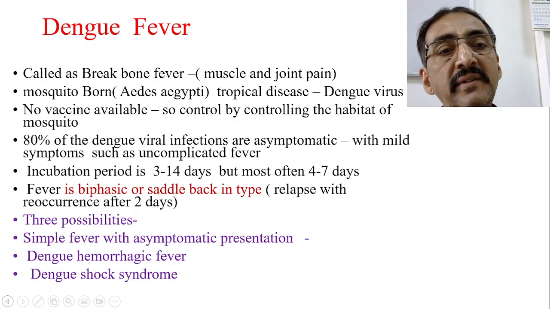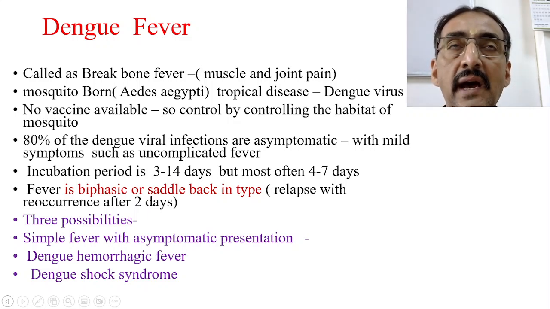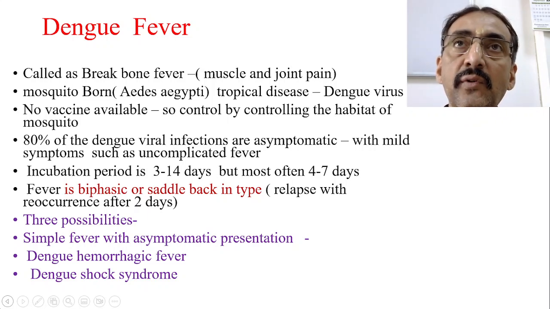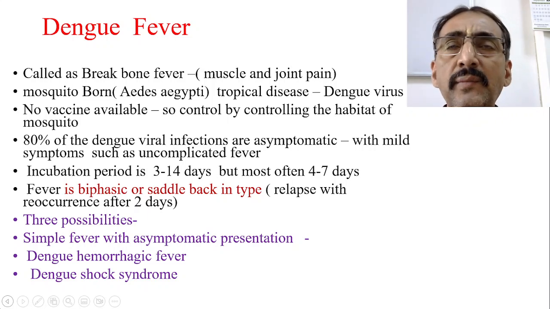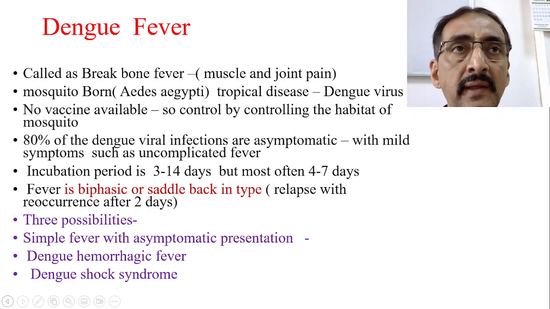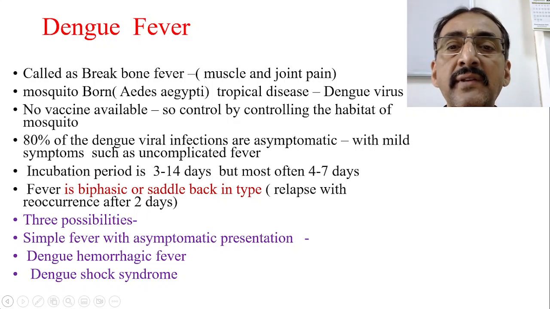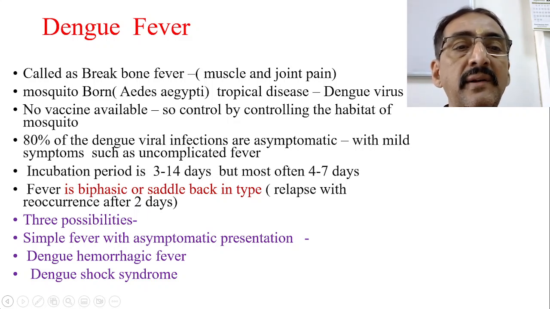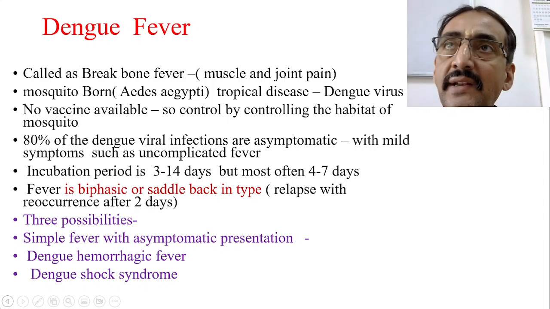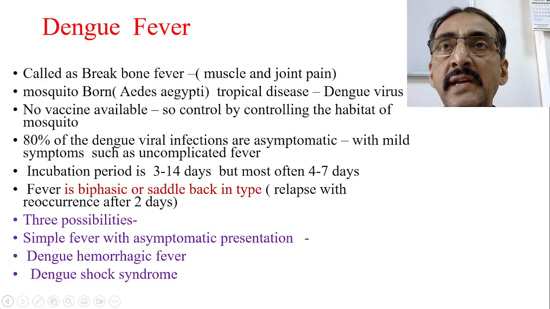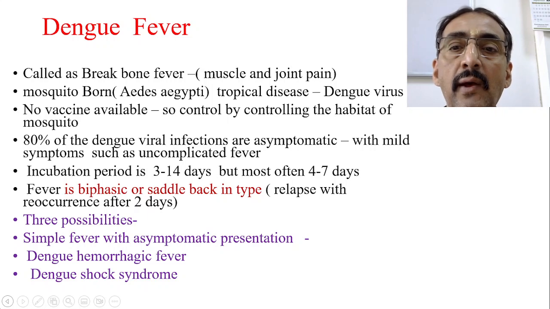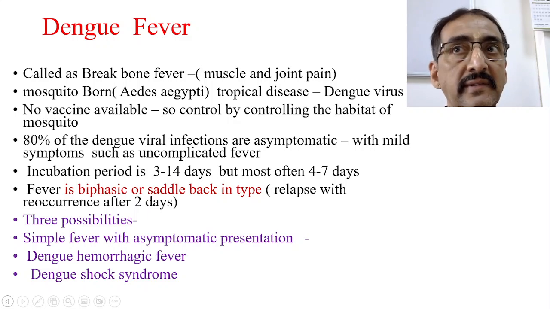Now, 80% of dengue viral infections are asymptomatic. That means the fever caused by the dengue virus is, most of the time, similar to other types of viral infections and remains asymptomatic, or with mild symptoms such as uncomplicated fever. Just like other simple viral infections, dengue viral infection also has mild symptoms with fever and some cough, cold, etc. in 80% of the cases.